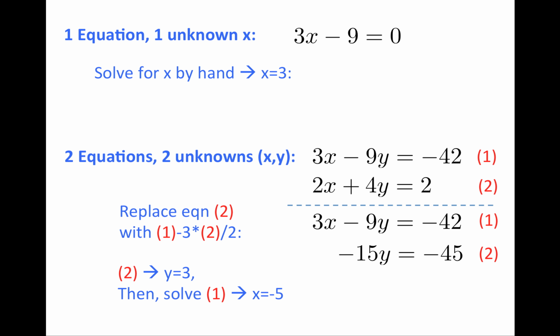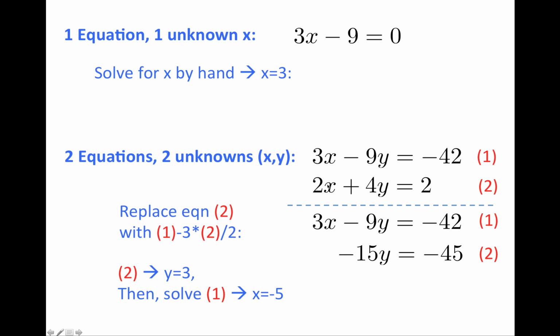If we have two equations and two unknowns, here in red equation 1 and equation 2, here we can eliminate one of the unknowns by replacing equation 2 by a simpler version of equation 2. And we do that by taking equation 1 minus equation 2 times 3 divided by 2.